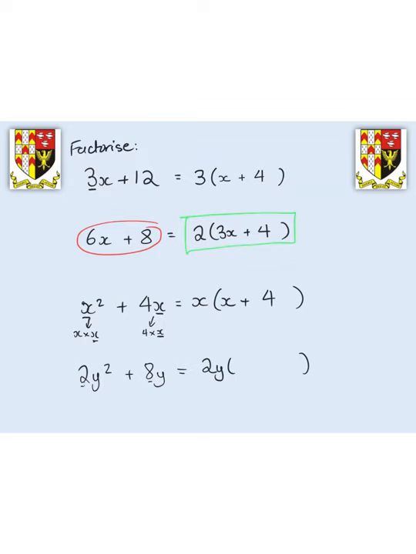And then 2y times something gives me 2y squared. Remember, this could be written as 2 times y times y. So 2y is just 2 times y, so I need to times that by y again to get 2y squared. And then 8y just means 8 times y, so 2y times 4 gives me 8y there. So that's all we have to do to factorise single brackets.